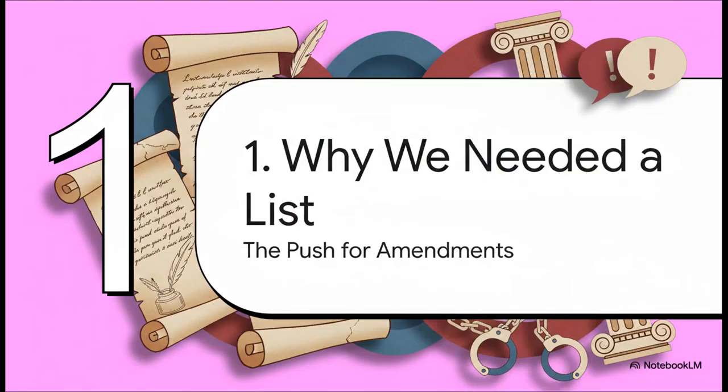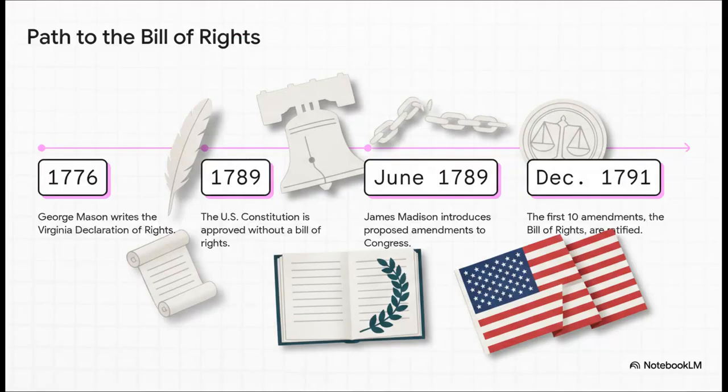Okay, first things first. To really understand the Bill of Rights, we have to rewind the clock a bit, back to the intense arguments over the Constitution itself. You see, the idea of writing down a list of rights wasn't brand new. A guy named George Mason had already penned Virginia's Declaration of Rights way back in 1776. So when the U.S. Constitution got approved in '89 without a similar list, people like Mason were, well, pretty alarmed.